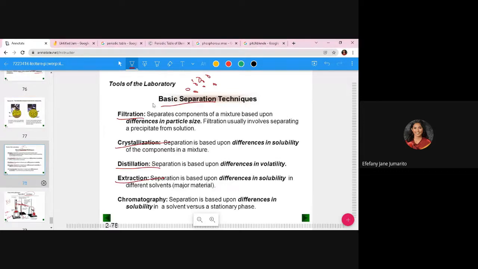Okay, then we also have separation techniques. Okay, so we are very familiar with filtration. I-filter nimo. Crystallization is example if we have a liquid and then himuon nato siya into crystals para ma-separate.